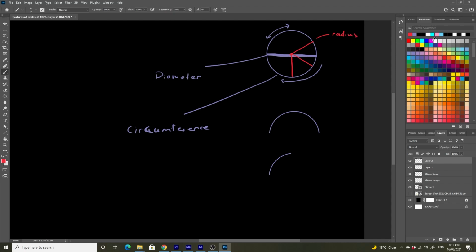Another term we use when describing circles is the term sector. And a sector or a section of a circle is really just an arc that we've defined as a section here of the circle. This is also a section here of the circle. So this is a section.